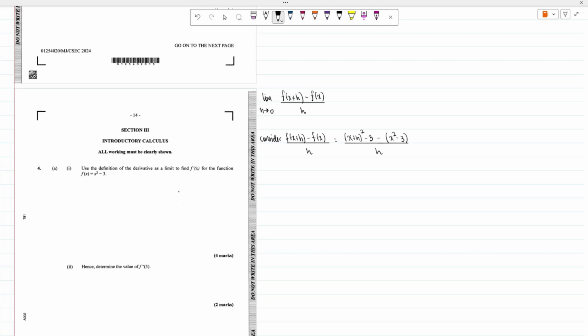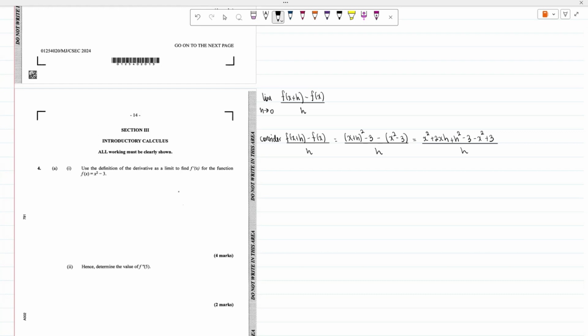This is equal to x squared plus 2xh plus h squared minus 3, minus x squared plus 3, all over h.